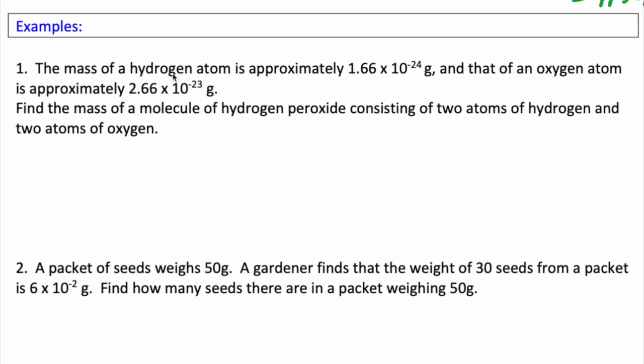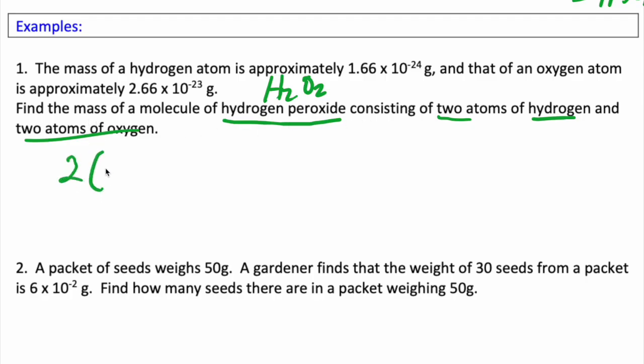Here we have H2O. Find the mass of hydrogen peroxide. Actually, it has two atoms of hydrogen and two atoms of oxygen, so it's not H2O, this is H2O2, hydrogen peroxide. H2O is water, so it's slightly different. But we want to get the mass of one molecule of peroxide.